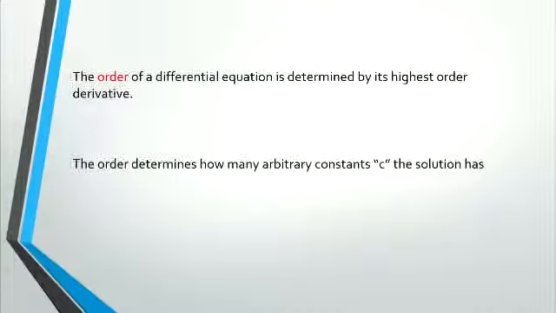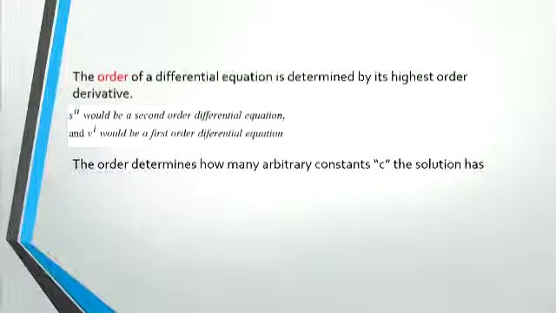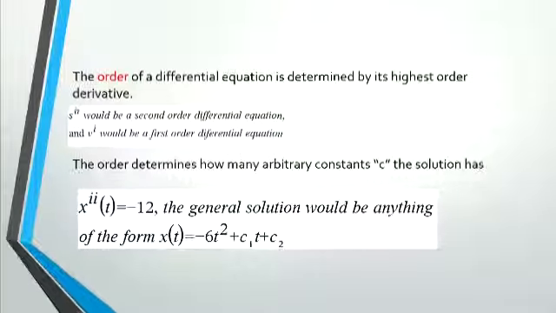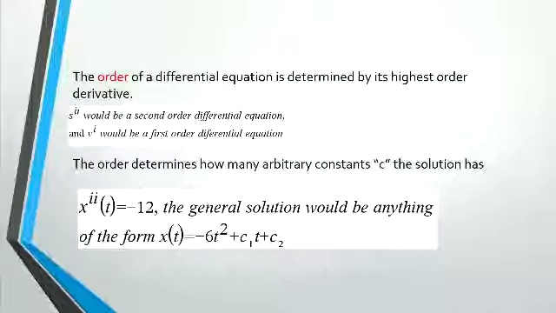One property of differential equations is their order. The order determines how many arbitrary constants the equation has, and is determined by the highest order derivative. For example, s double prime would be a second order differential equation, and v prime would be a first order one. As you can see with x double prime of t equals negative 12, the general solution would take the form of negative 6t squared plus c sub 1 times t plus c sub 2. This is because we need to take into account each constant we lose through differentiation.